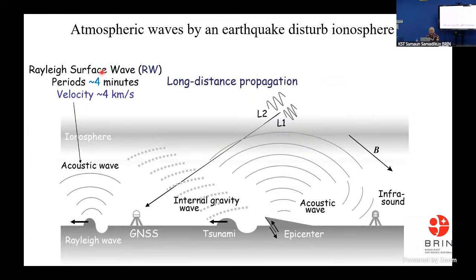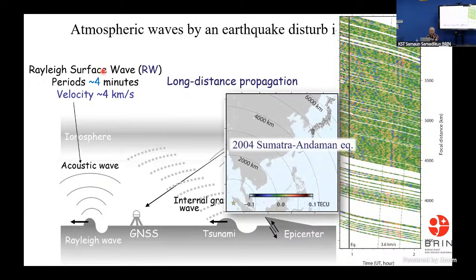And this surface wave origin disturbance propagates all over the world. So even if the earthquake occurred in Sumatra, this is the 2004 Sumatra-Andaman earthquake, we could see the change in the ionosphere propagating at 4 kilometers per second from southern Japan to the northern end of Japan. So it is global propagation.